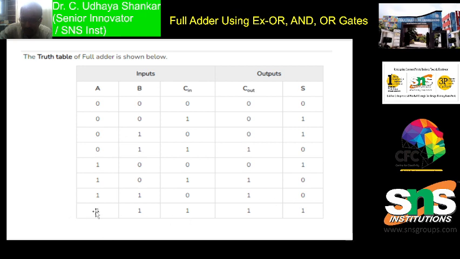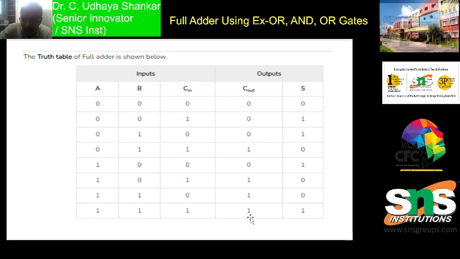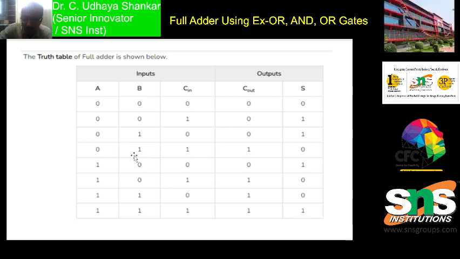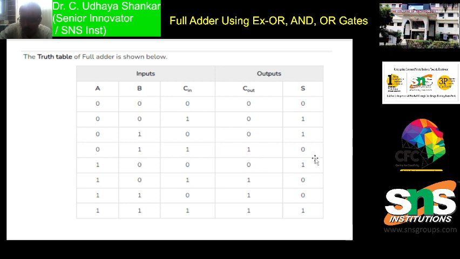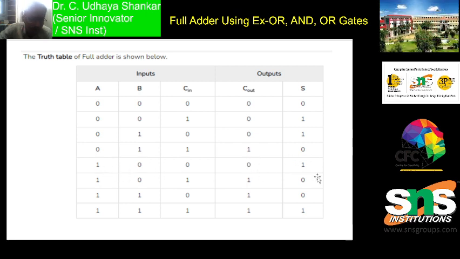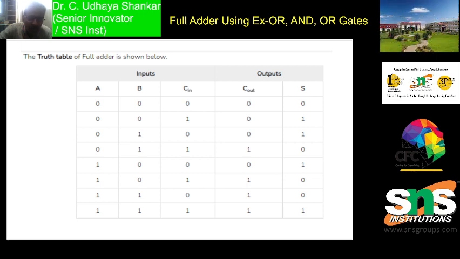But the last one, that is 1 1 1, you can see that the output should be equal to 1 1. Is it right? So if we have two ones in the inputs, then output should be equal to 1 and 0. If only one is there, then the output will be equal to 0 1. So this is what the truth table of full adder is all about. Okay, so now let us go into the detail.